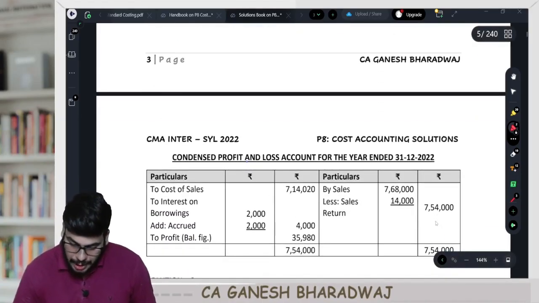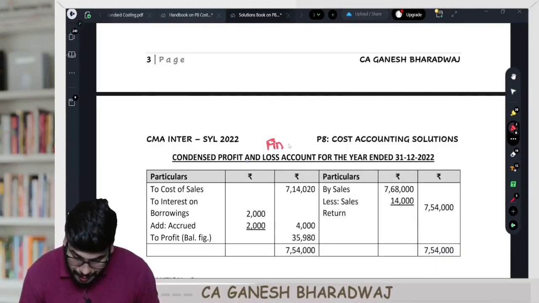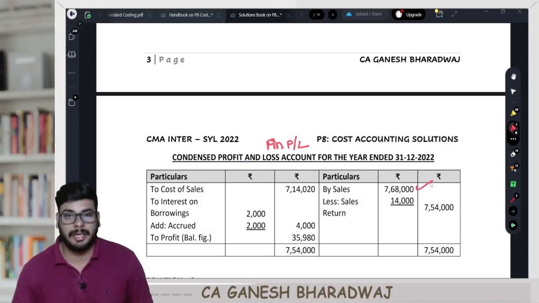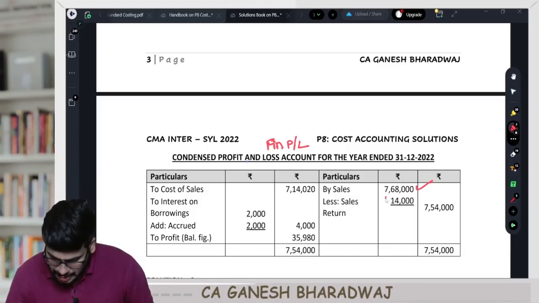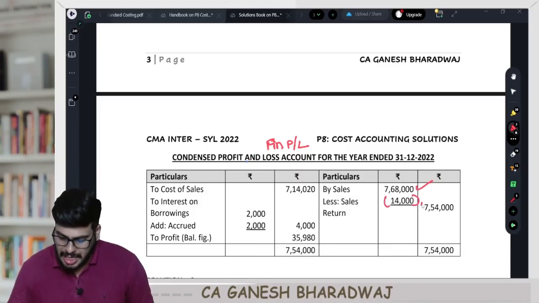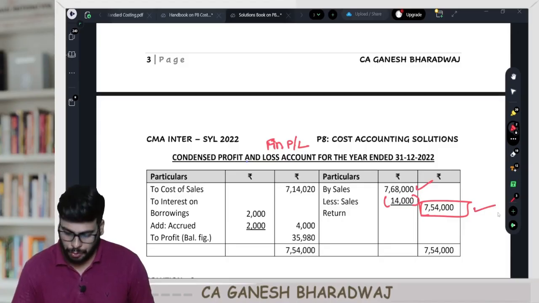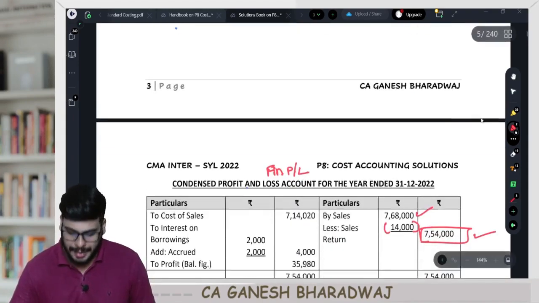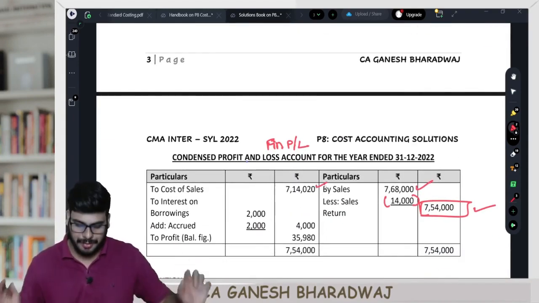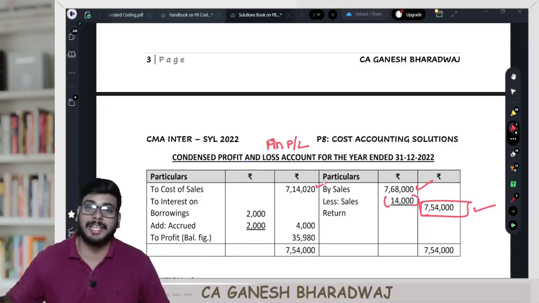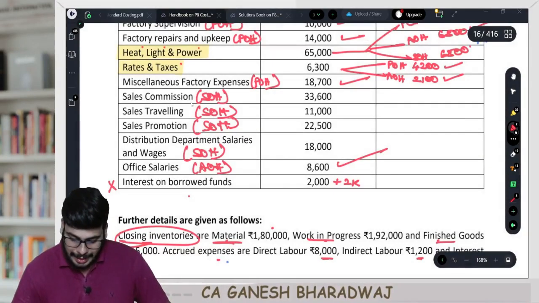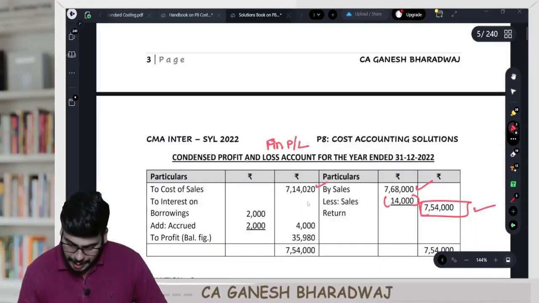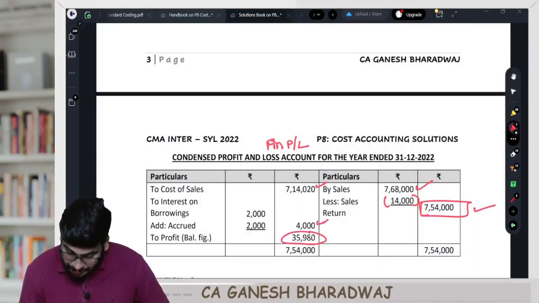Now what they have done here is prepare a financial P&L, not your costing P&L. They have taken sales of 7,68,000. We saw this figure was given, minus sales returns of 14,000 rupees. Net sales was 7,54,000 rupees. From this, all the costing-related cost, 7,14,020, they have directly knocked off here as cost of sales. And one more thing, now they have taken the non-operating expense, that is interest on borrowed funds, 2,000 plus 2,000. This 4,000 rupees has now been considered here. They have arrived at the final net profit.